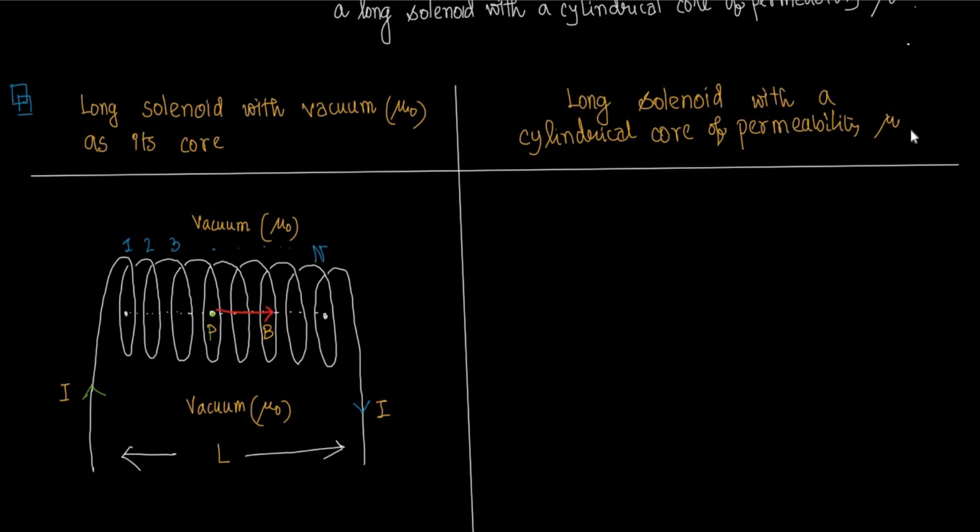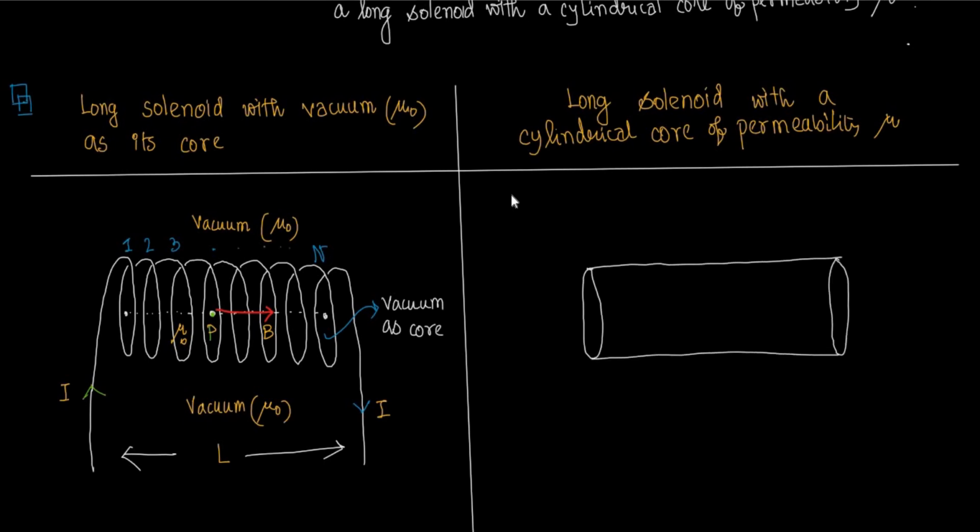We can denote the number of turns 1, 2, 3, and so on up to capital N. Capital N is the total number of turns of the solenoid. The medium inside the solenoid is vacuum as its core, having magnetic permeability mu 0. On the right hand side we can draw a cylindrical core having permeability mu.